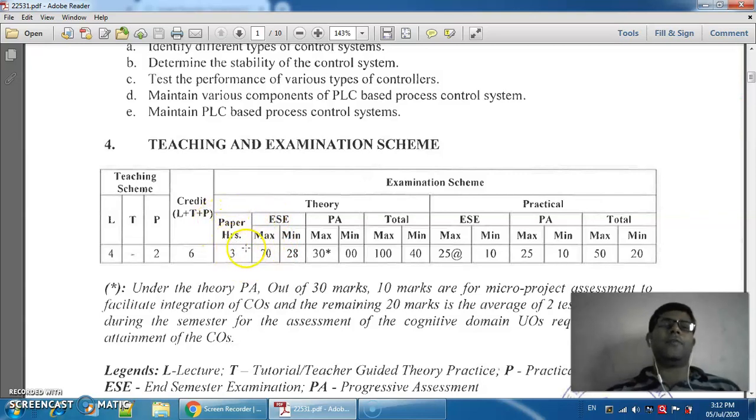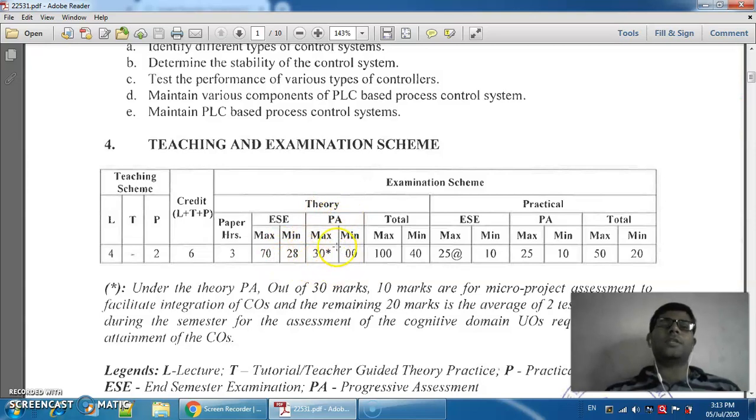This paper is of 3 hours. In 3 hours, the maximum marks for this paper are 70, and the minimum marks is 28. The passing marks is 28, so you have to get 28 marks for passing. The second part is PA, that is progressive assessment.